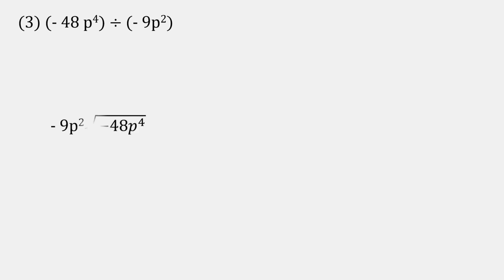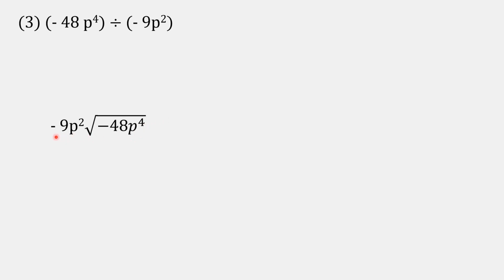Next, moving to third one. Now student, what is given in dividend, that is minus 48p raised to 4 divided by minus 9p square. You have to divide by minus 9p square. So you'll write down in this form, in division form. This is long division form. So minus 9p square is your divisor, and in dividend is your minus 48p raised to 4.